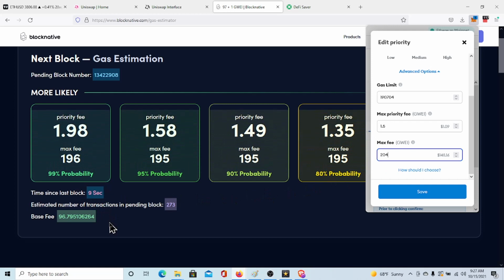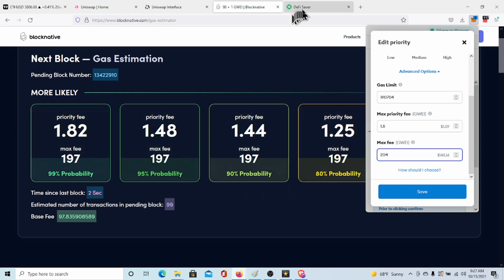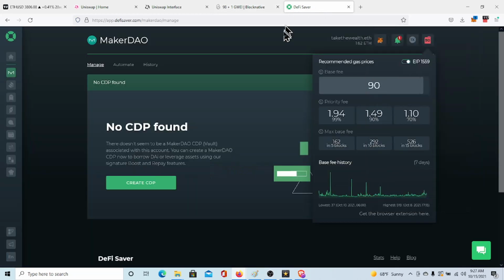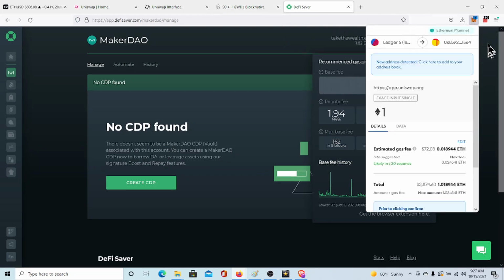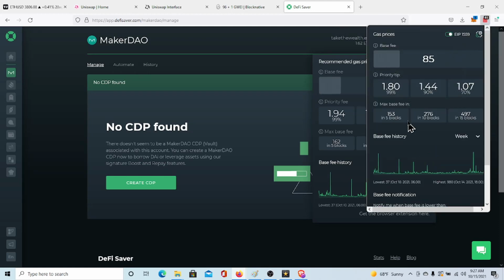So that's one way, the Blocknative. I also just discovered the Defi Saver application, the Defi Saver gas estimator. Now I like this because it gives you a little more data. It still shows basically that if you put in two gwei as a tip, you're going to be fine. It shows basically the same base fee.